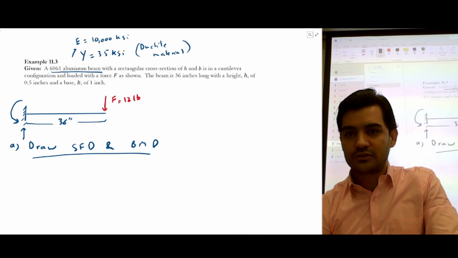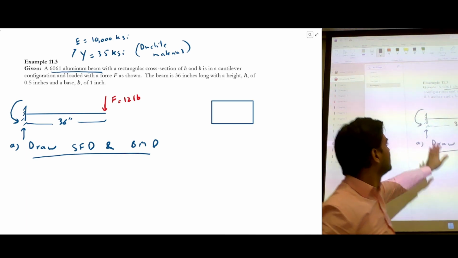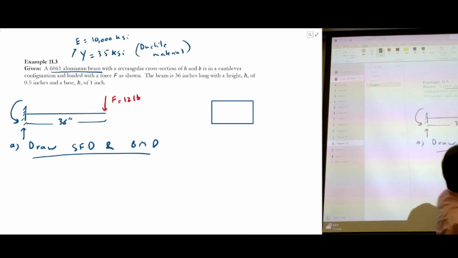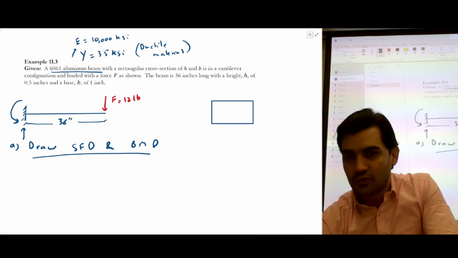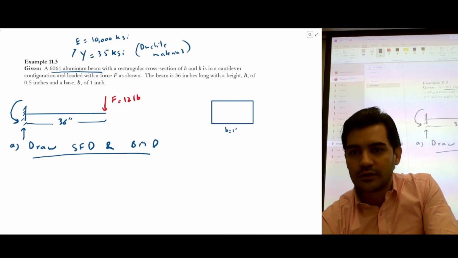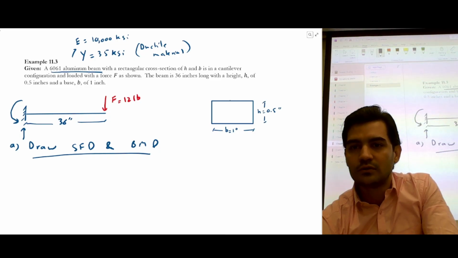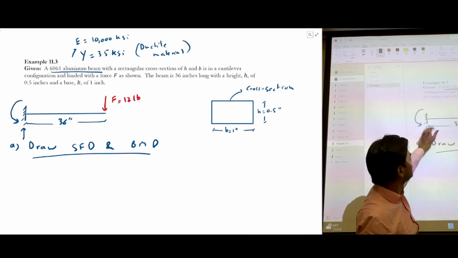We also have a cross section given. This is along the length, but if you cut a section and look from here, this is how it looks. So this is a cross section. We also know the dimensions of the cross section: b is equal to 1 inch and h is equal to 0.5 inches.